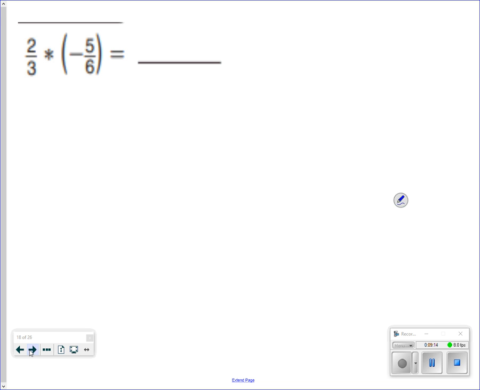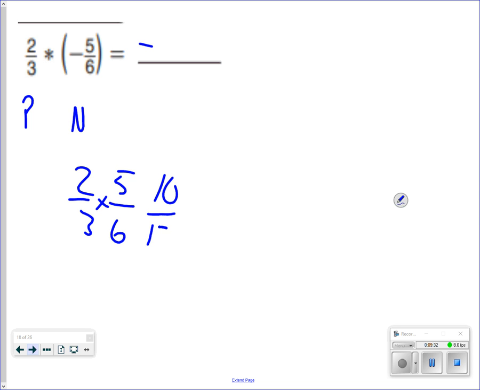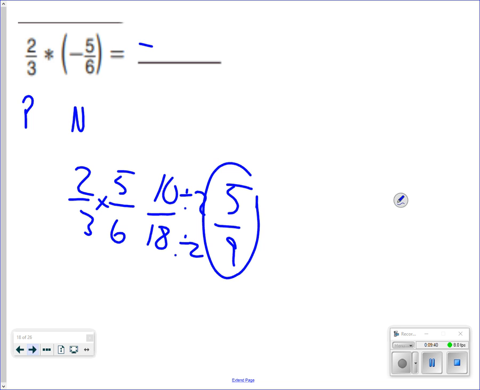Here's the next problem. Looks like we have fractions, we're going to just multiply them. Mr. Green, how do we do this? All we have to do, kids, is realize we have a positive, we have a negative. So that means my answer is going to be negative. And then we just simply multiply them. 2/3 times 5/6. Multiply across, I have a 10 over 18. Can we reduce these? You bet you can. Divide them by 2, divide them by 2. We have 5/9.